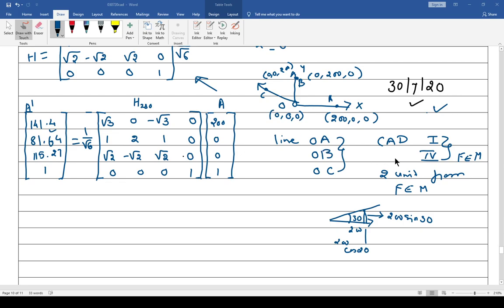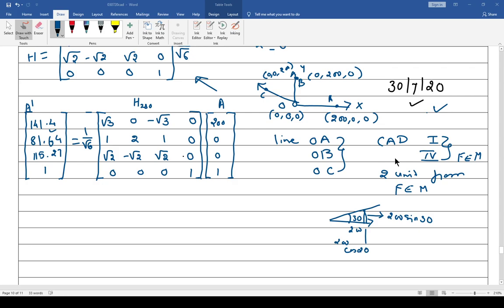So now I'll create an H matrix. So H matrix will be sqrt 3 by 6, comma 0, comma sqrt 3 by 6, and of course this will be minus, comma 0, comma, then I will require sqrt 1 by 6, comma sqrt 2 by 6, comma sqrt 1 by 6, comma 0.